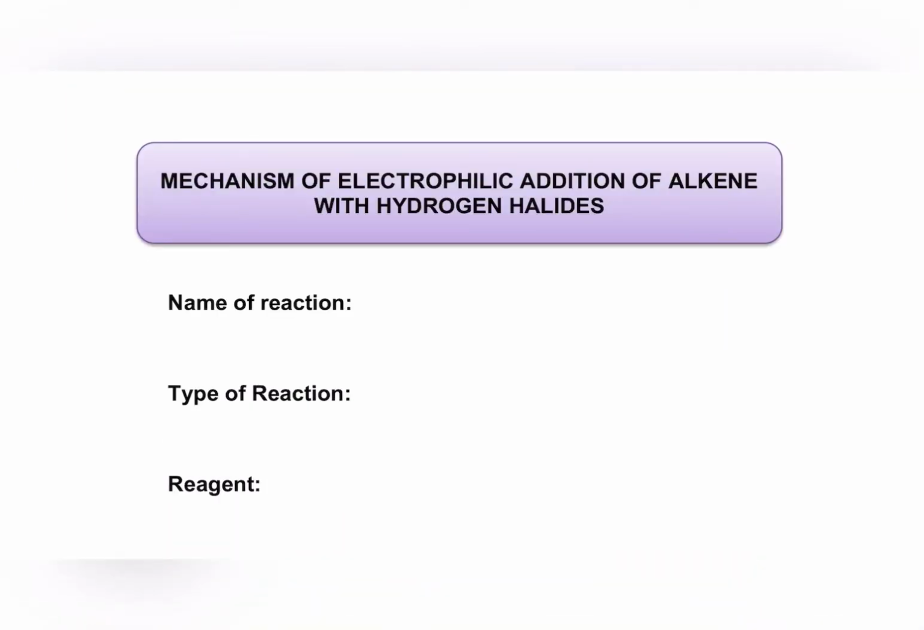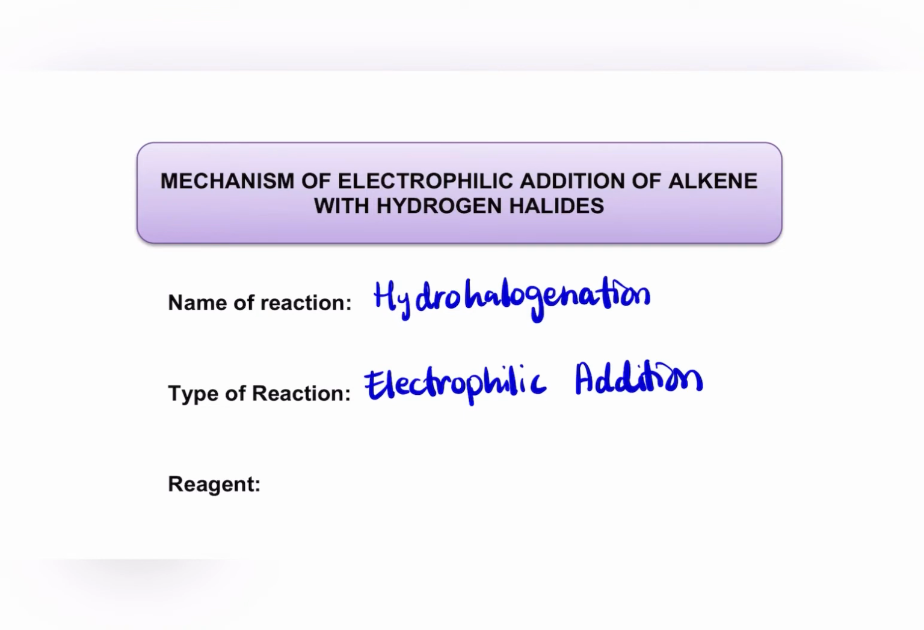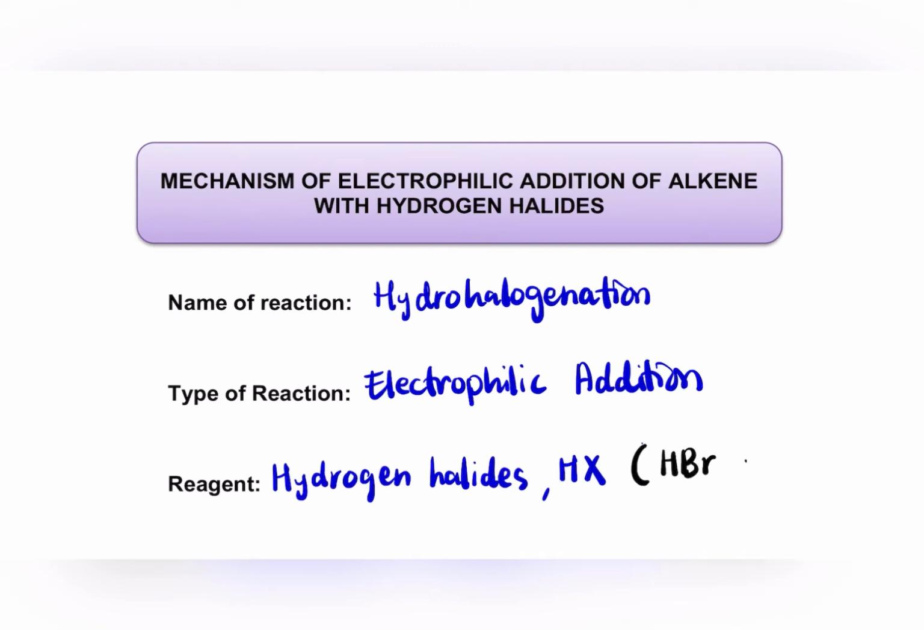The introduction that you have to understand is that the name of this reaction is hydrohalogenation. For the type of reaction, there is only one type for alkene, which is electrophilic addition. And the last one, your reagent is only hydrogen halides. Your hydrogen halides can be written generally as HX, and it can be either HBr or HCl. X here means either bromine or chlorine.